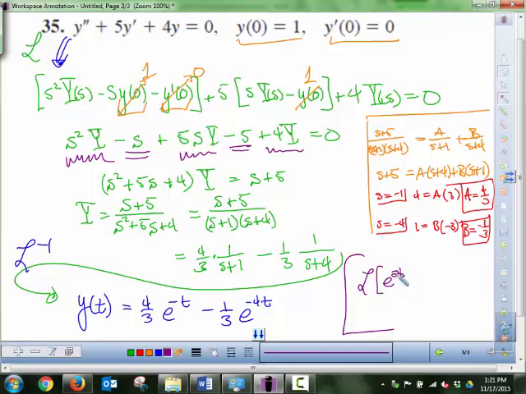E to the AT is equal to 1 over S minus A. So because it's a minus, we have to make sure we look at this as S minus negative 1. And so A is equal to negative 1. And that's the power that comes up.